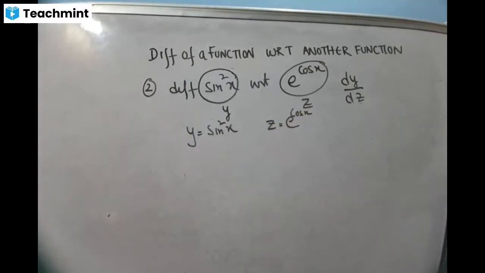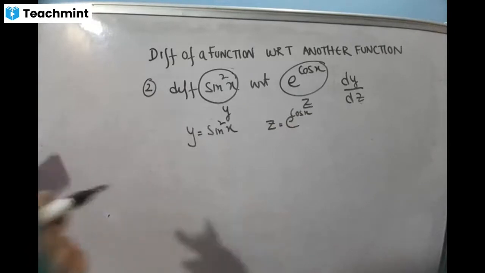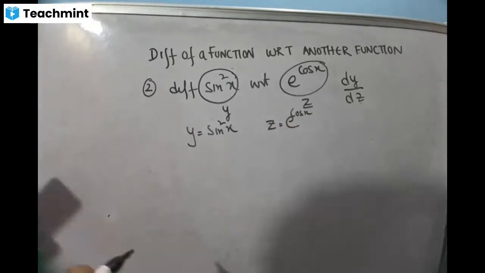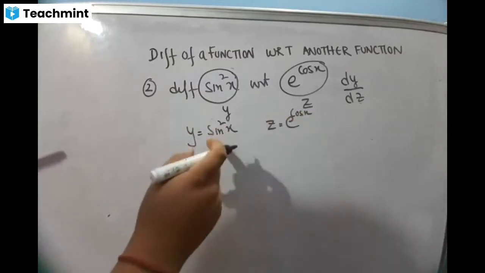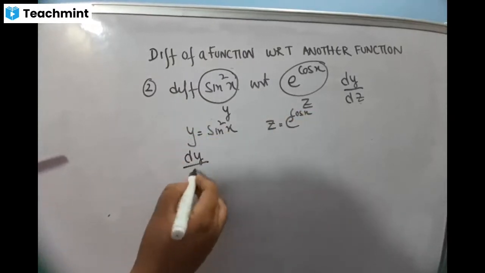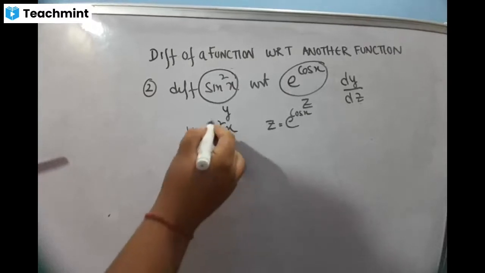Now differentiate both sides with respect to x. I'll do the derivative directly. If anyone has a problem, please feel free to ask me on my personal WhatsApp number. So derivative of y with respect to x, because x is the common variable. So you get dy by dx. Here 2 is a constant.